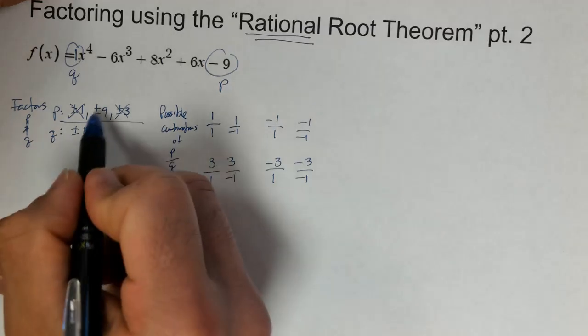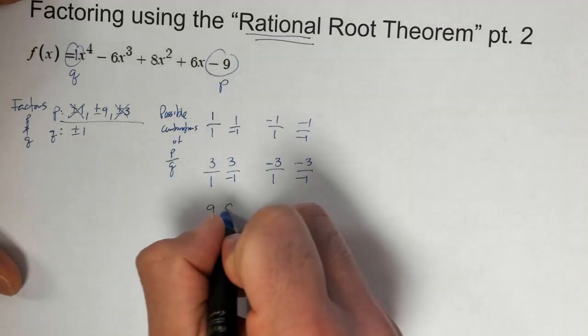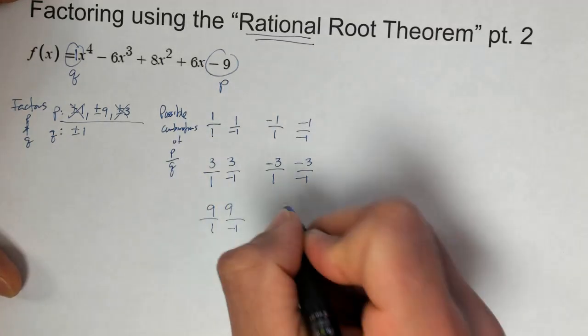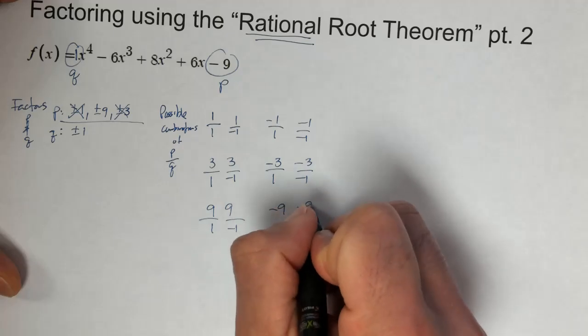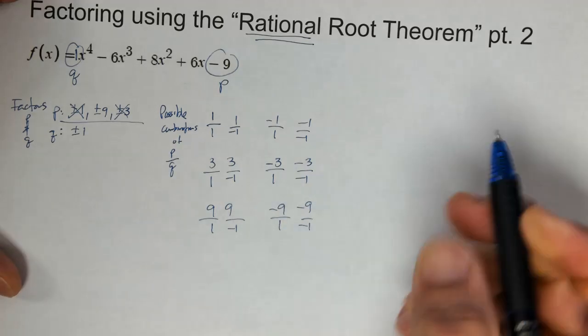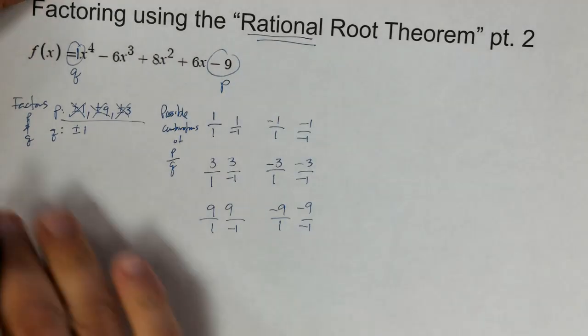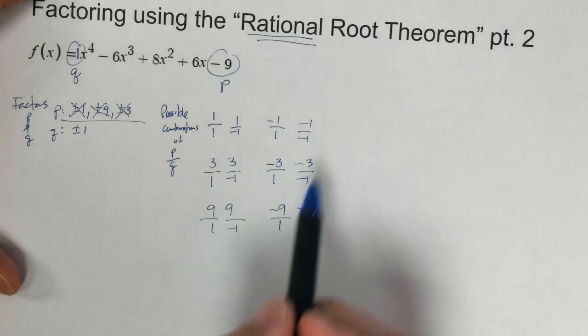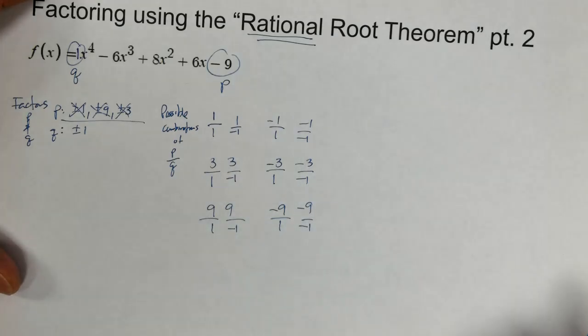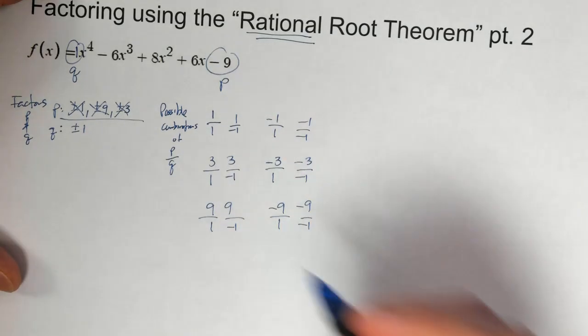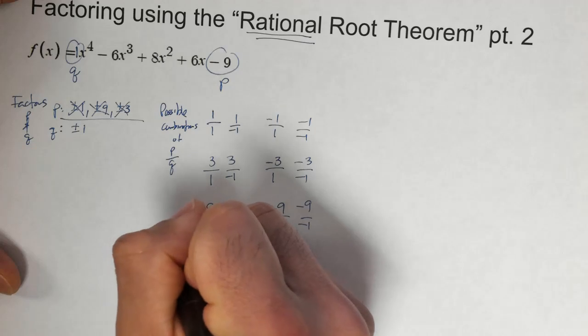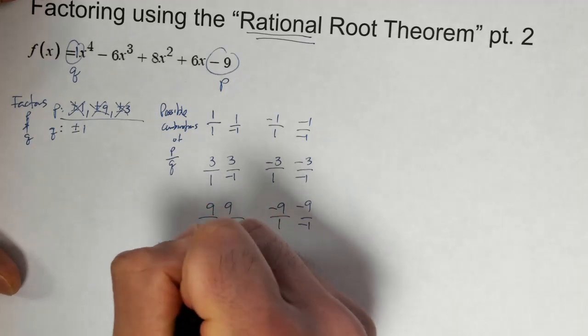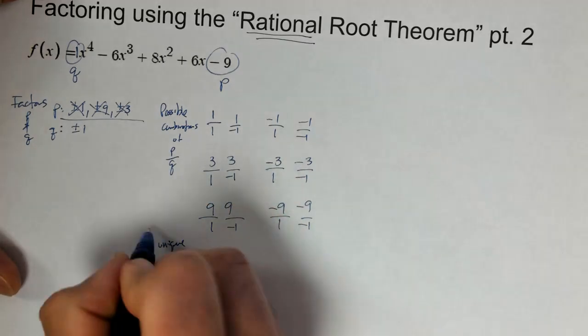I can do the same thing with the 9. If I have a 9, I can divide it by 1 or negative 1. If I have a negative 9, I can divide it by 1 or negative 1. I have found a total of 12 different combinations here. How many of them are unique? Well, let's look at the unique p over q's that we have.